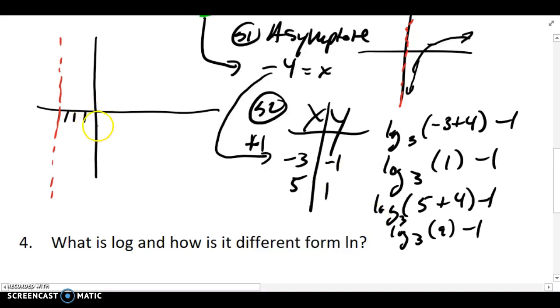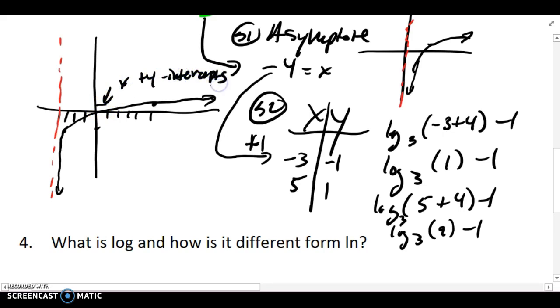So we have negative 3, negative 1, and then we have 5, 1. 1, 2, 3, 4, 5, 1. And we're going to make our shape like that. So it's going to start parallel, and then it's going to come up like that. Sweet. That's a really good graph. So we do have our x and y intercepts right here.